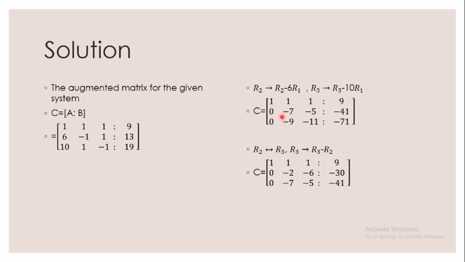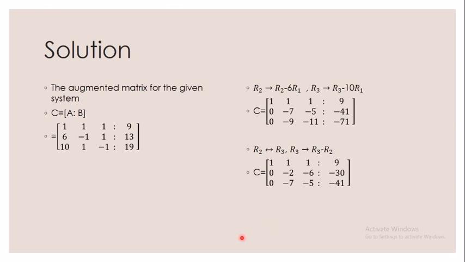Before interchanging, I'm going to apply this also: R3 is equal to R3 minus R2. Then I'm going to interchange it, and that is how you get this answer, that is 0, -2, -6, -30, and 0, -7, -5, -41. It's not necessary that you have to interchange it. I'm doing this only for my convenience so that I reach the answer a bit earlier, without much iterations.